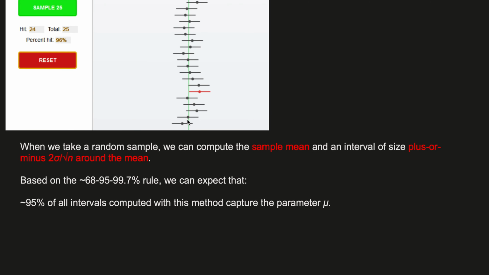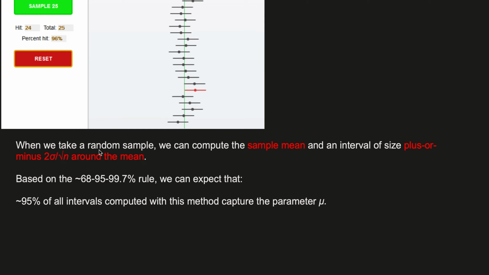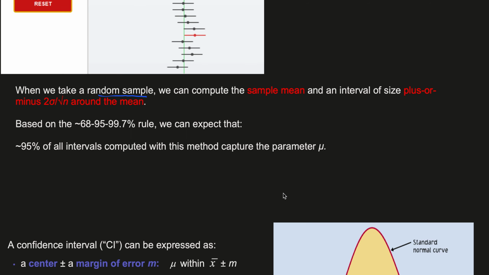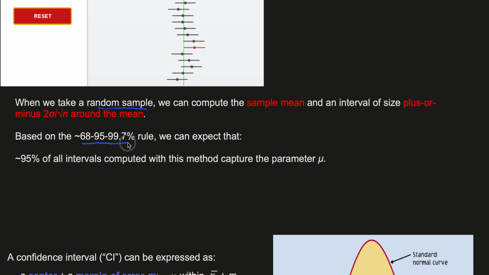With that, a little bit of theory, we can take a random sample. Remember, simple random sample is always one of the assumptions for the z-score process in hypothesis testing. So that is very important. We can compute the sample mean and the interval plus minus 2 sigma over square root of n around that mean. And we are going to look at how that looks. We already covered this rule. That's for one standard deviation, two standard deviations, three standard deviations, plus minus around the mean.